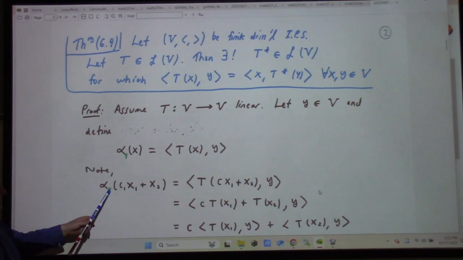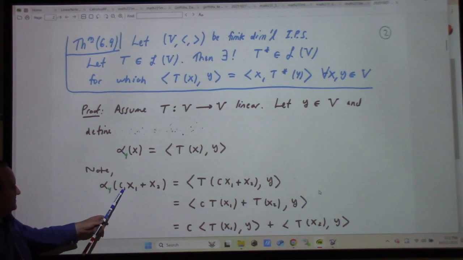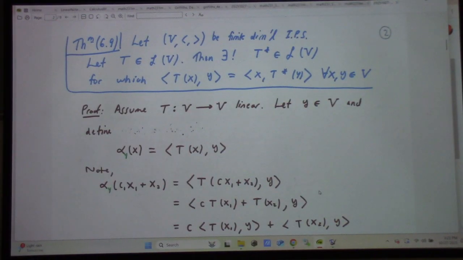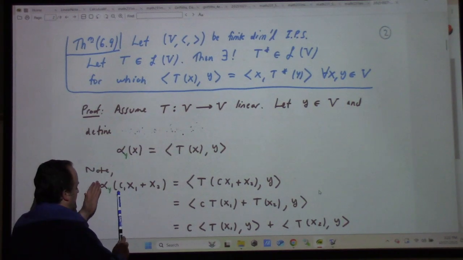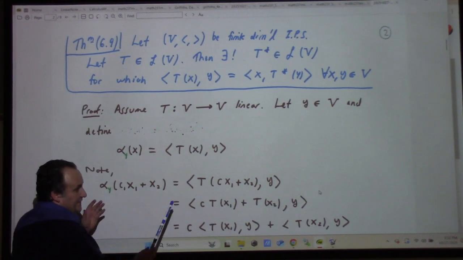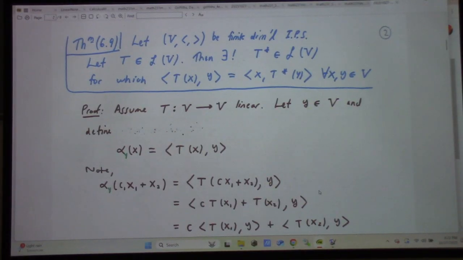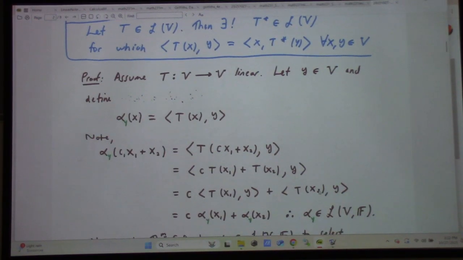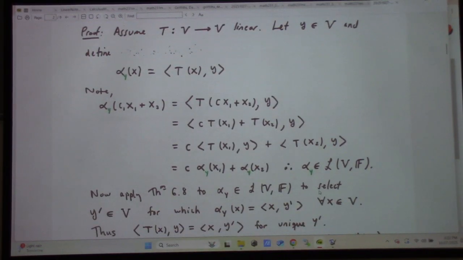First of all, it's linear, because if I take c1, oh man, I'm sorry guys, I meant to white that out. So of course this by definition is that, right? But then T is linear, so I can break it apart, pull out the constant, and then lo and behold, I have c times alpha y of x1 plus alpha y of x2. Therefore, alpha sub y is in fact a linear transformation from the vector space to the field.